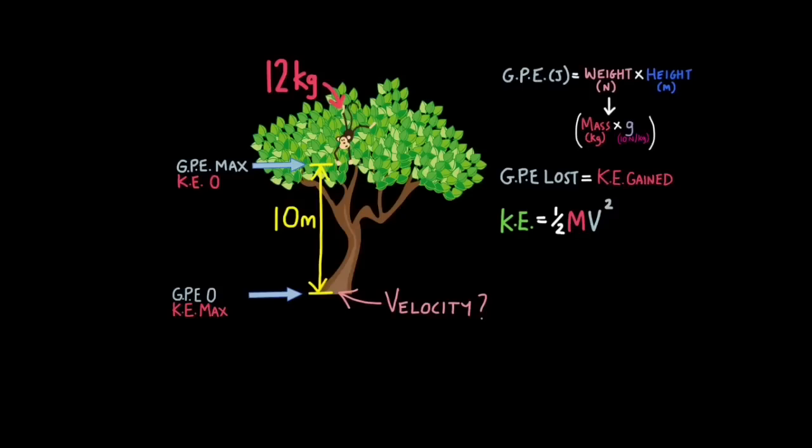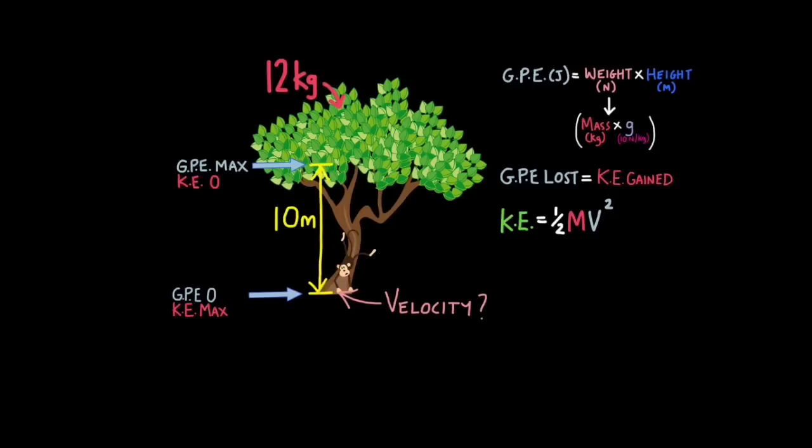So hopefully this diagram isn't too confusing. Basically, this is the setup. We have a monkey in a tree and our monkey weighs, let's say, 12 kilograms. And what I want to find out is, as it falls, what is going to be its maximum velocity just before it impacts with the ground?